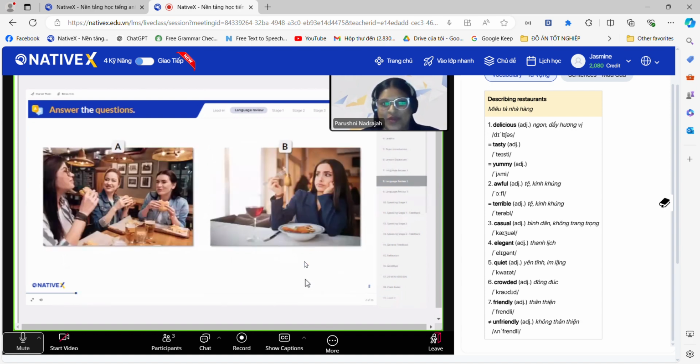Let's go to the next one, okay? This question is how does the food taste? So how does the food taste in picture A, Miss Jasmine? I see they taste yummy. Yummy. What about picture B? Picture B, I see she tastes maybe awful or terrible. Awful or terrible. And what's the other word we can use with yummy? Yummy and delicious.